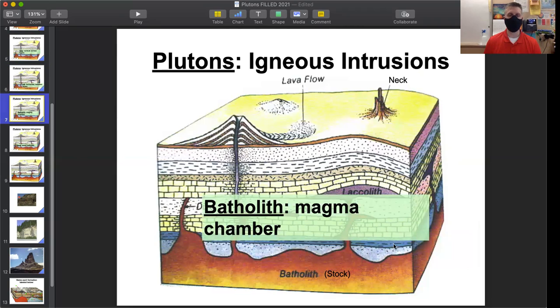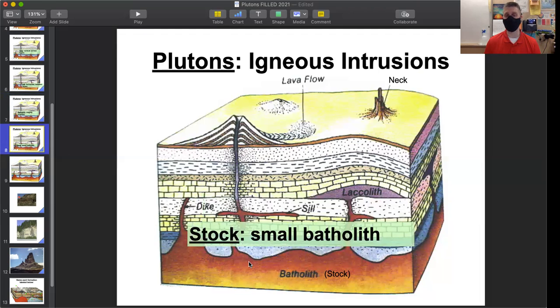Then we have a batholith, so a large magma chamber. They can cool and harden over time. We probably won't do a lot with this, so I'm not really going to go into anything too deep with this. But a smaller batholith is just a stock. Like I said, for what we're dealing with, we can just kind of leave it at that.